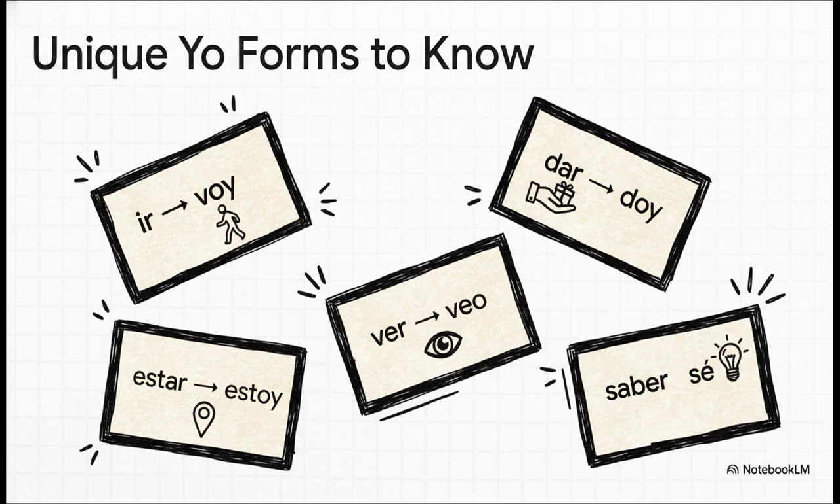Ir, to go, becomes voy. Dar, to give, becomes doy. Estar, to be, is estoy. Saber, to know, is a short one, just sé. And ver, to see, is veo. Honestly, for these guys, it just comes down to repetition, because you will hear them and use them constantly.